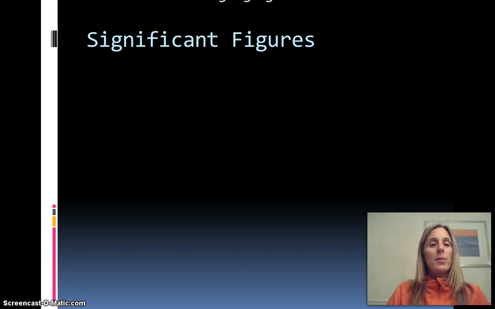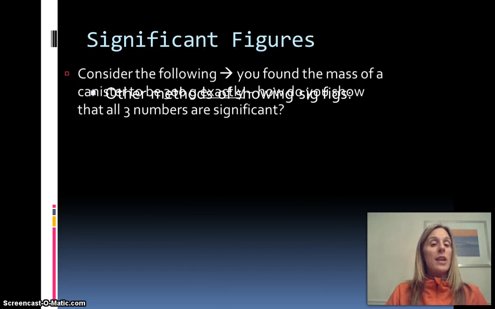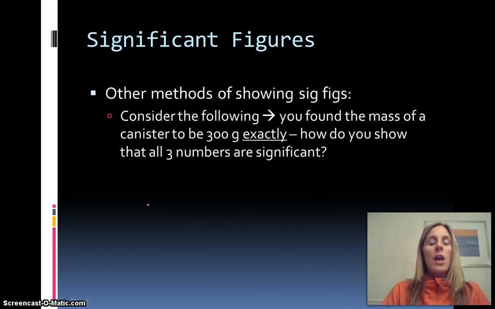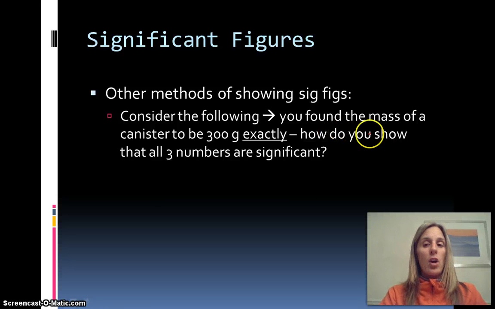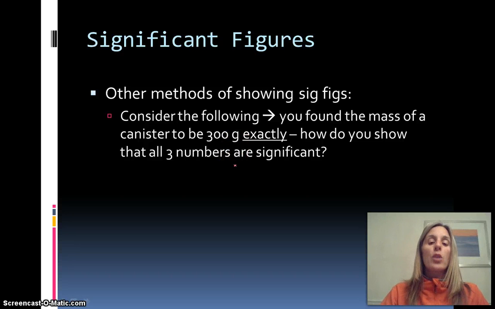Now, one thing we need to be able to do is understand other ways that we can show sig figs. For example, we used a scale and we knew the mass of our canister was exactly 300 grams. How do we show that since we were exactly 300, those zeros count? There's three things you can do.